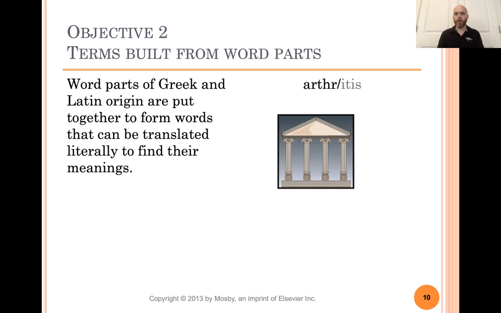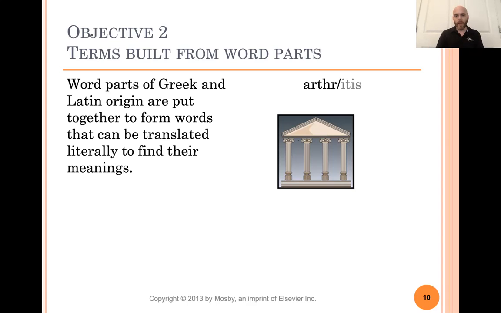So let's take the word arthritis. Well, the root word arthr means joint, as in any joint in your body: elbow, knee, cervical joints, any vertebral joint, your jaw even. Those are joints, bony prominences that move together, say they have a hinge or a ball and socket. You know what a joint is. Arthr means joint.